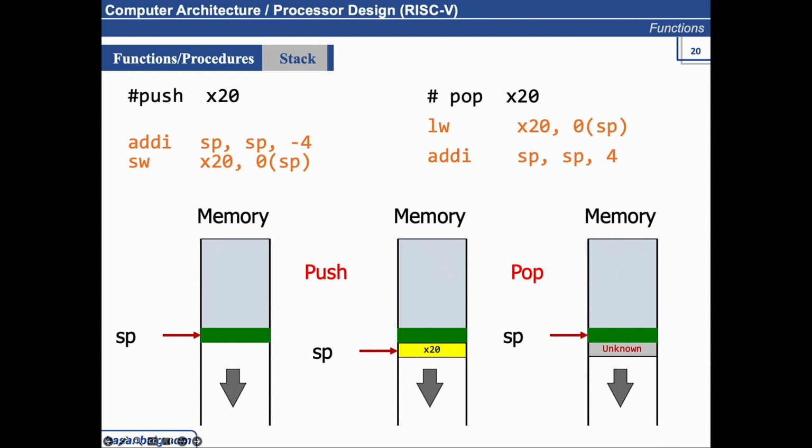Here we have to first read the value and then update the SP. While pushing the value, we have to first update SP and then push the value, so that the top of this stack should be pointing to the updated value, the value at the top of this stack.